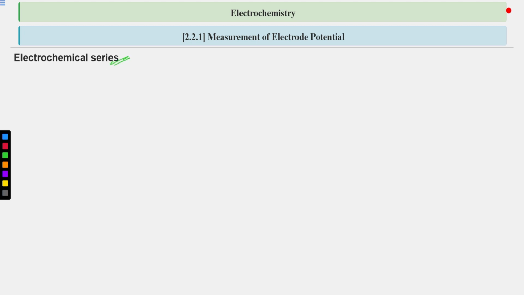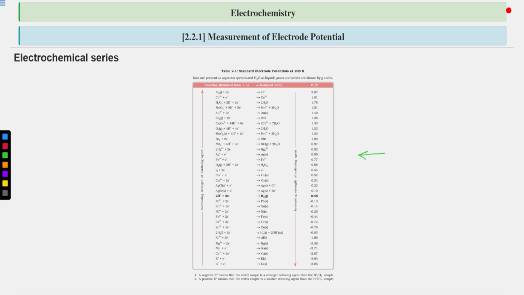Now let's see the electrochemical series. This is a table marked as table 2.1 of standard electrode potentials at 298 Kelvin temperature. Ions are present as aqueous species and water as liquid. Gases and solids are shown by G and S symbols in this electrochemical series.